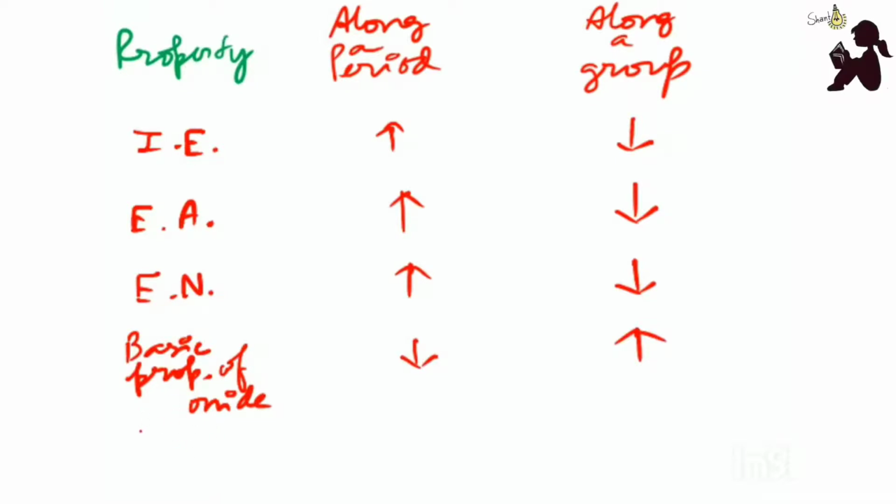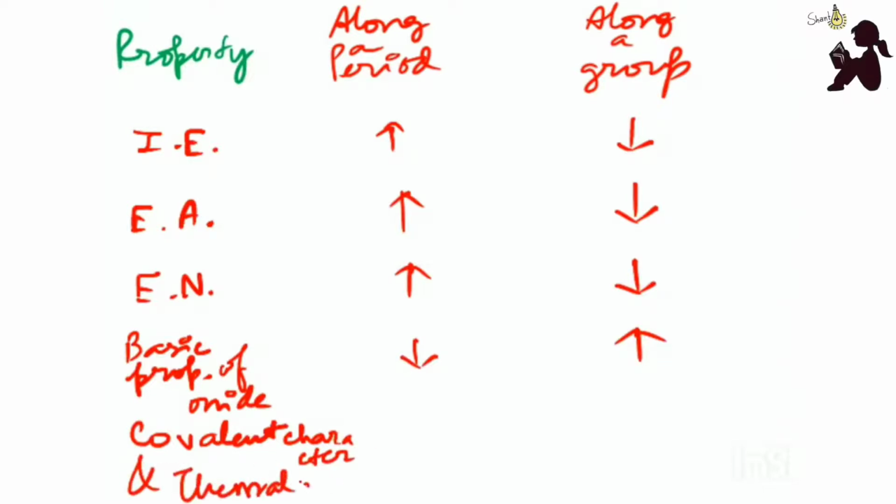So next is our covalent character and thermal stability. Along a period it increases, along a group it decreases. So these are the properties you have to remember with this table. So you can easily just arrange it quickly. Now let us study the properties elaborately.